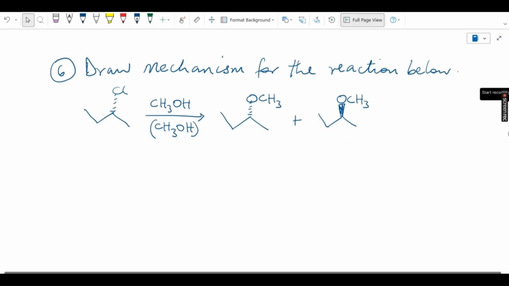Now, whenever we're drawing a mechanism, you first of all need to determine what kind of mechanism your reaction will go through. We know that this is a secondary alkyl halide and methanol is a weak nucleophile that is also a weak base. Essentially, we know that the mechanism for this reaction is SN1 and E1. However, the question only presented us with the SN1 product and no E1 product, and so a mechanism should account only for the product that we're given. So let's go ahead and draw the mechanism.